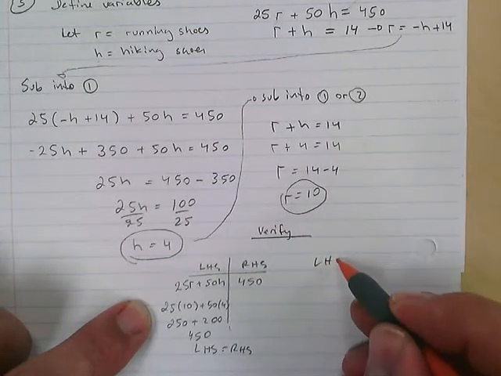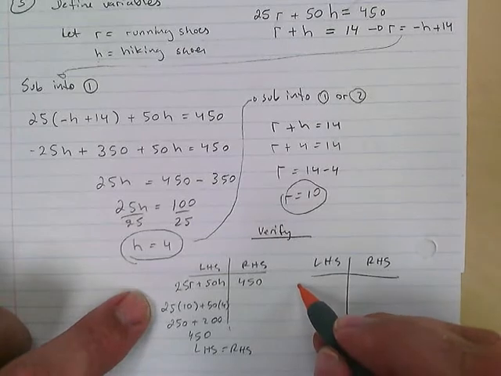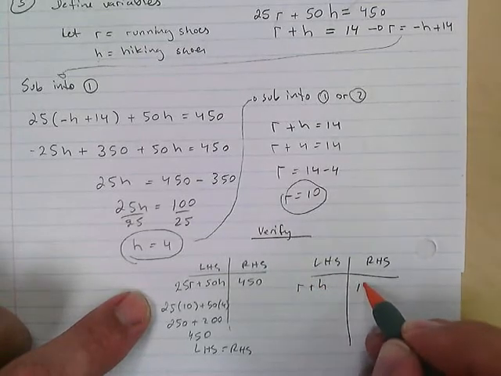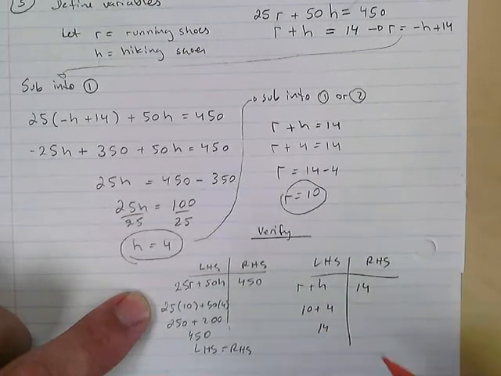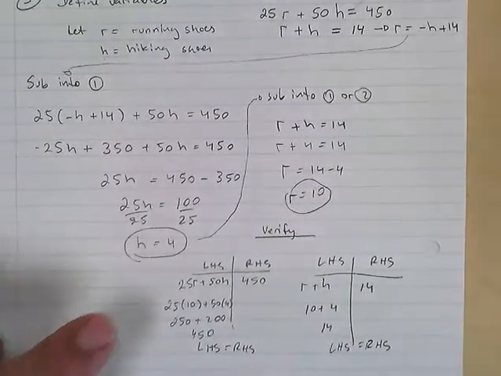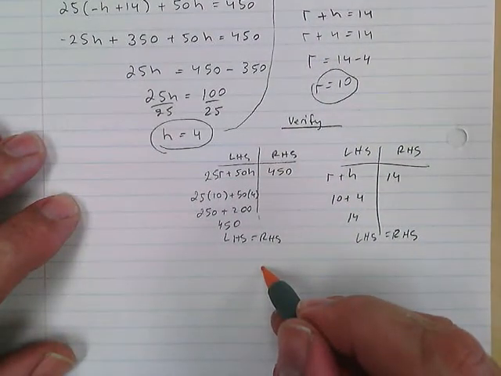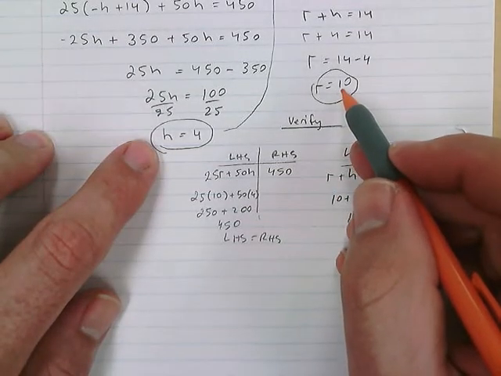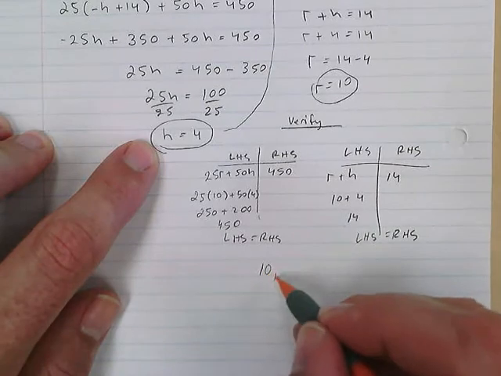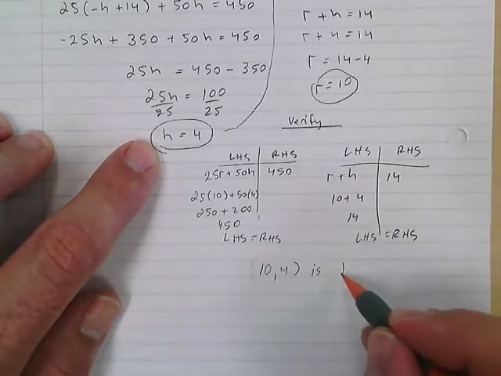Do another check here, and that is R plus H is equal to 14. R is 10, H is 4, 14 is equal to 14, so left hand side is equal to right hand side. So 10, make sure you get your x and y right. This is our x, right? 10, 4 is the solution.